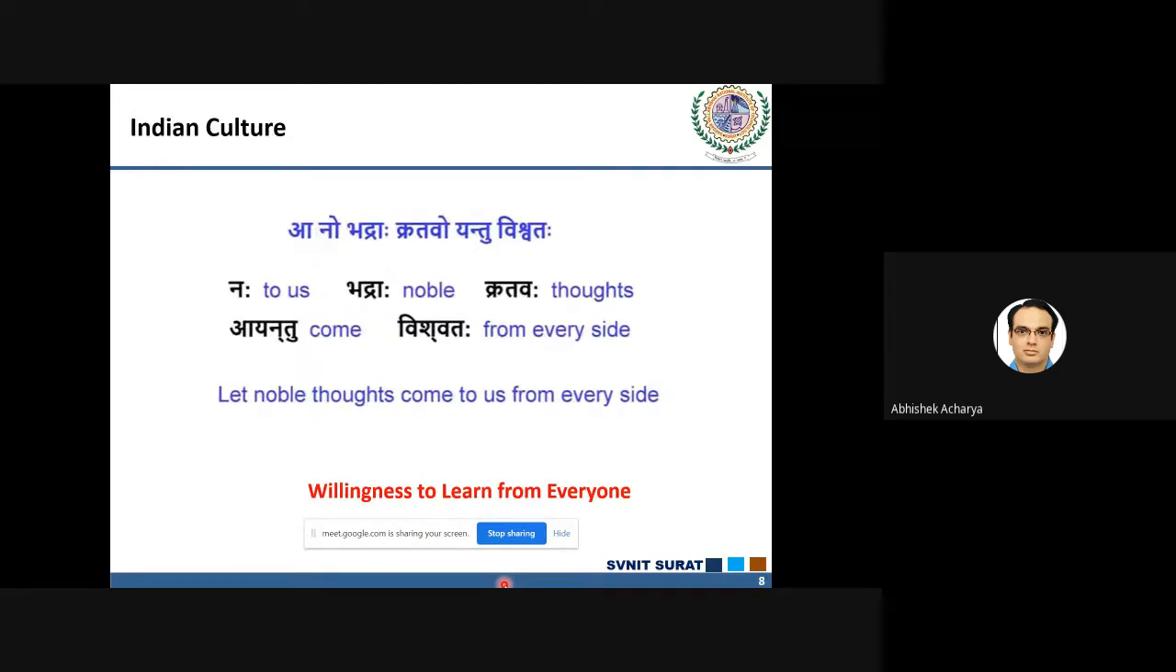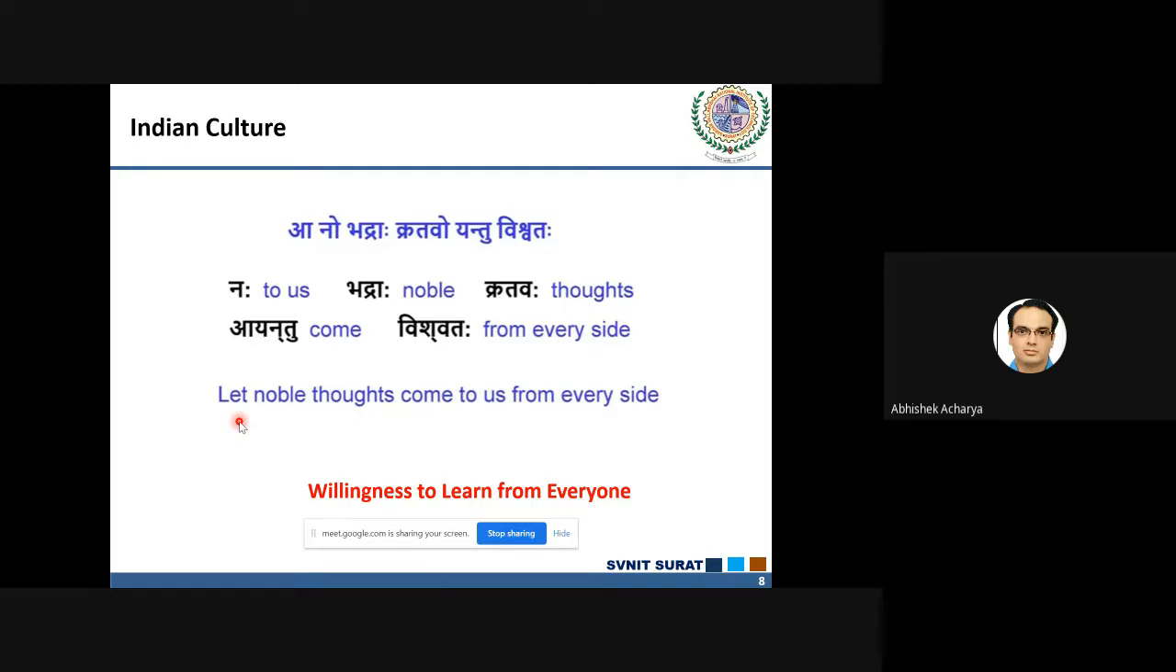So this is where Indian culture came into the picture. This is the sloka which is taken from the Rig Veda. If you count the number of words in this particular sloka, it is a six-word sloka. Let me pronounce it for you: Aano Bhadraah Kratavo Yantu Vishwatah. Its meaning is: let noble thoughts come to us from every side.